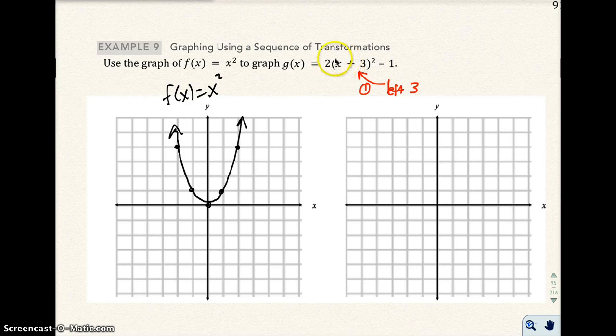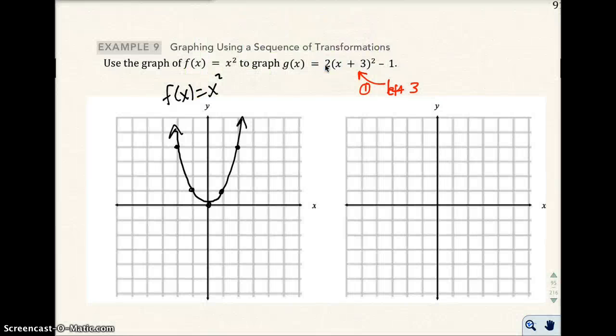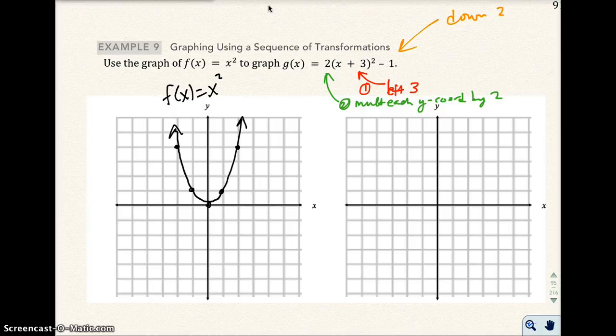Then I look out to the front of it, and I see a number in front of the entire function. That tells me I'm going to multiply each y coordinate by 2. I don't see a negative sign anywhere, so a negative sign in front of the function or with the x, so there's no reflection. And then I see a minus 1 at the end. That tells me I'm going to go ahead and do down 2 units. That's the last step I do. That's going to be the third step.